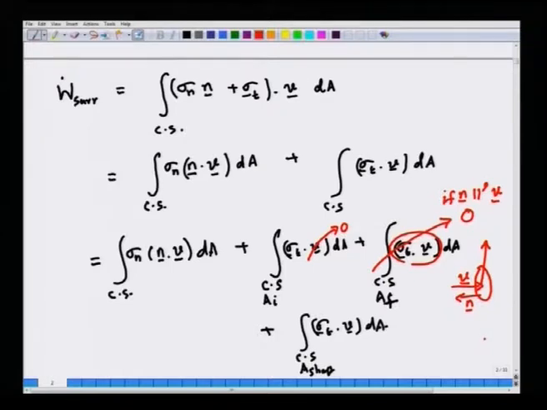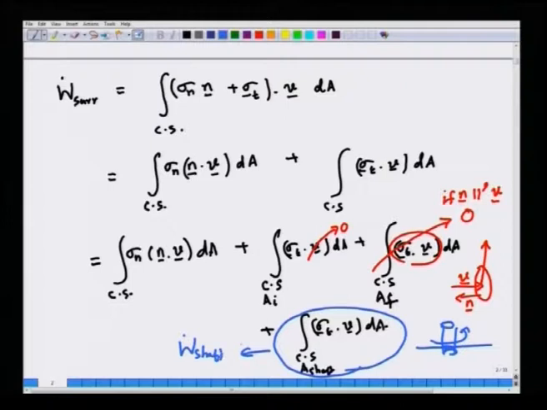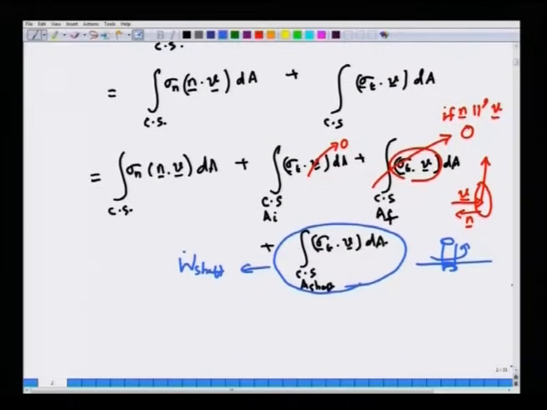So, that is 0. Now, this contribution is not 0, because whenever there is a rotating element and the CS is cutting across it, there is a stress and there is also a velocity in the direction of stress. So, this is the shaft work, denoted as W dot shaft, the rate at which shaft work is done by the surroundings on the CV. So, we are still looking at the rate at which work is done by the surroundings on the CV. So, this is integral over CS of sigma n n dot V dA plus W shaft.